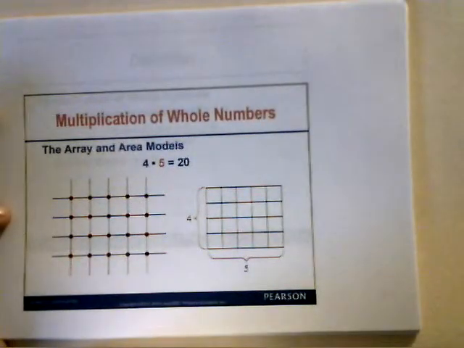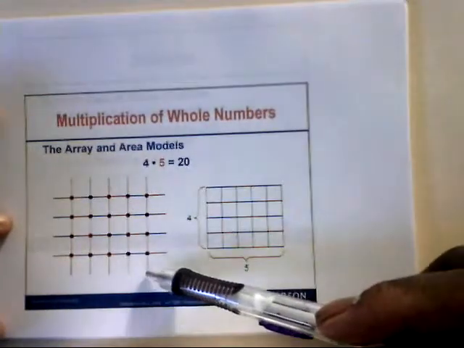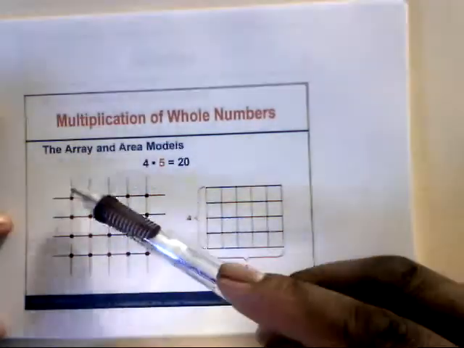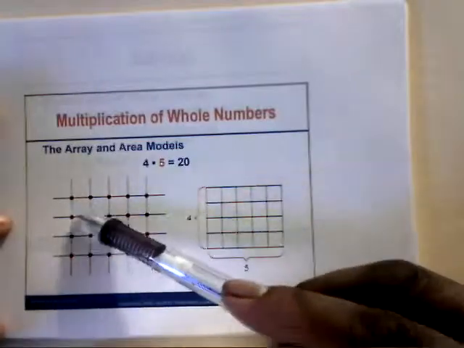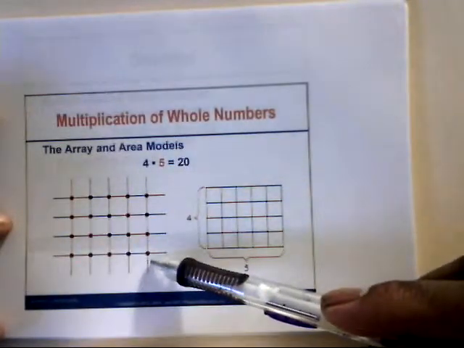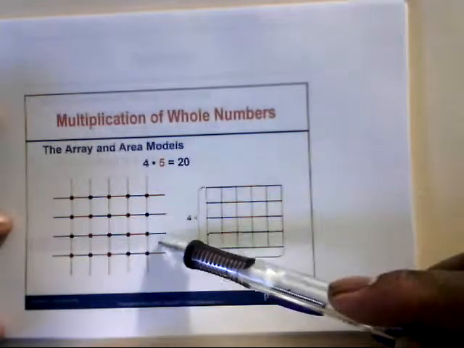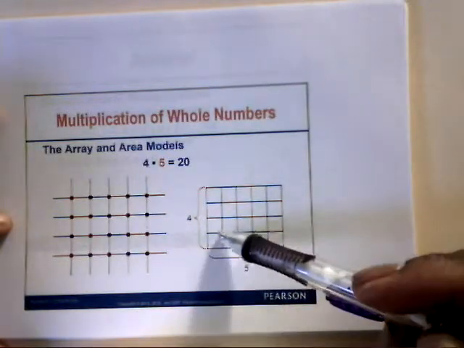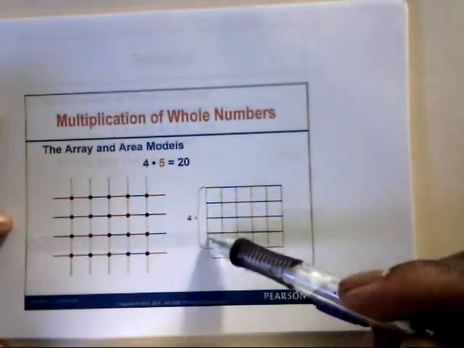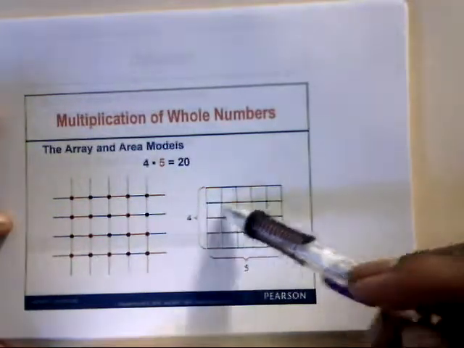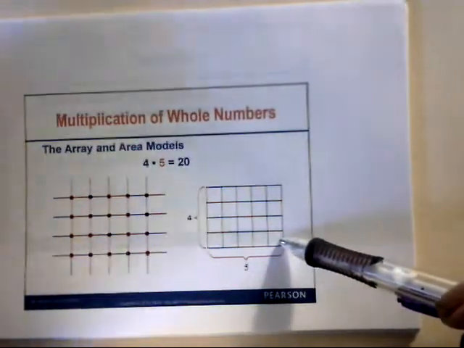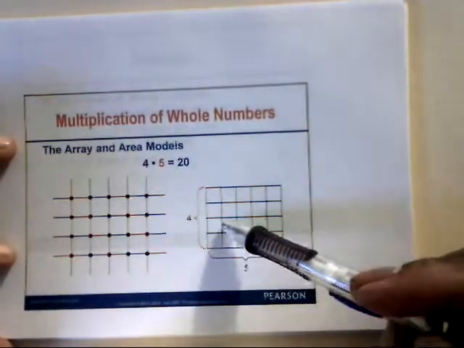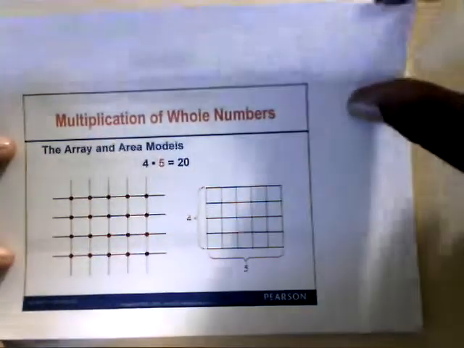Also, the area and array models. Here, as you can see here, they're using intersecting lines, which are dots. So we have 4 rows of 5 dots. Each row has 5 dots. There are 4 rows of 5 dots, so that's 4 times 5, which is 20. And also the area, which is going to be these squares here. There are 4 rows, where each row has 5 squares in it. 4 times 5, which will be 20. Or you can count each individual square that's in this particular figure.